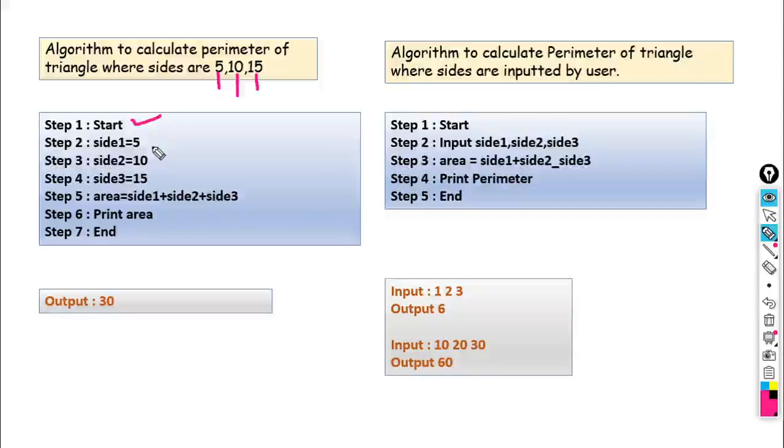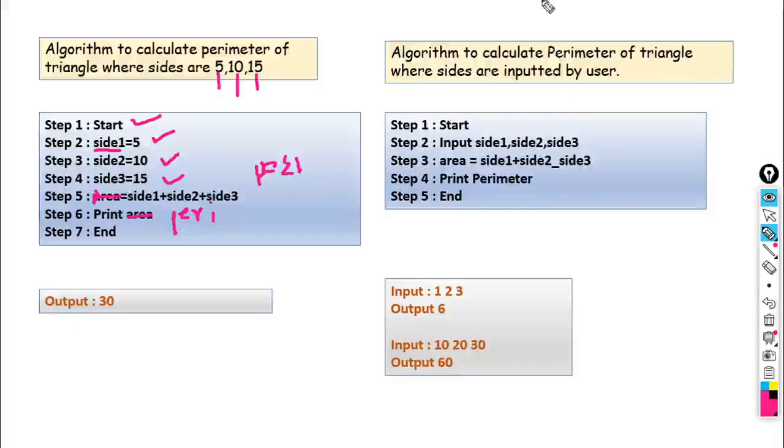So again, step 1, start. You should assign the values of the sides to variables. So side1 is equal to 5, side2 is equal to 10, side3 is equal to 15. Don't write a space between side and 1. Then how to calculate the perimeter here? Perimeter is equal to side1 plus side2 plus side3. And how can we print it? We can print it like this: print perimeter, P-E-R-I, right here. So this is how to calculate the perimeter of a triangle where the values are constant.